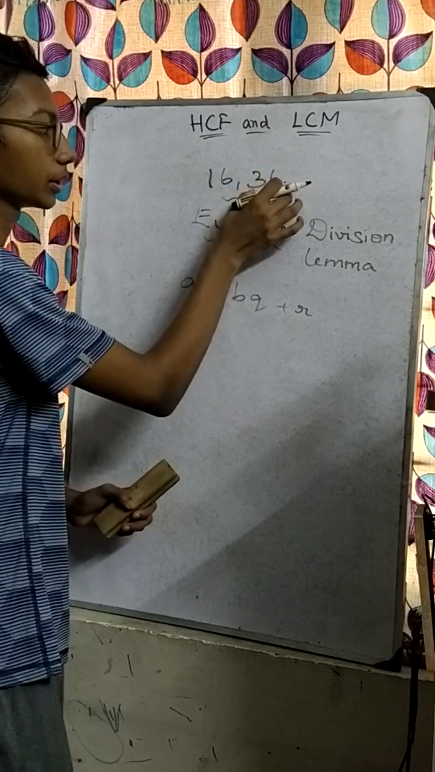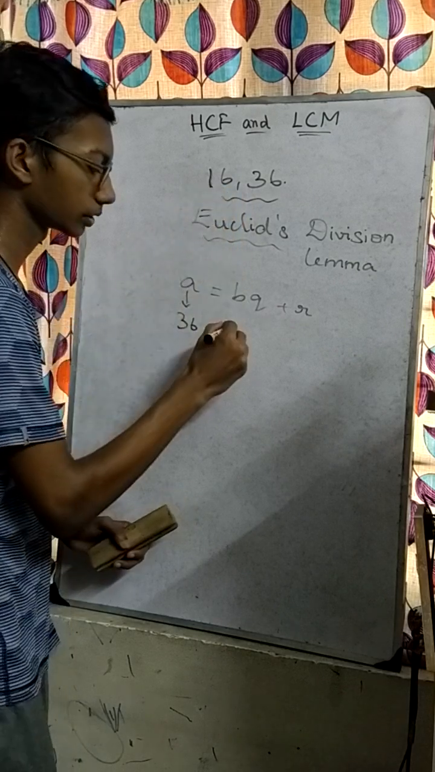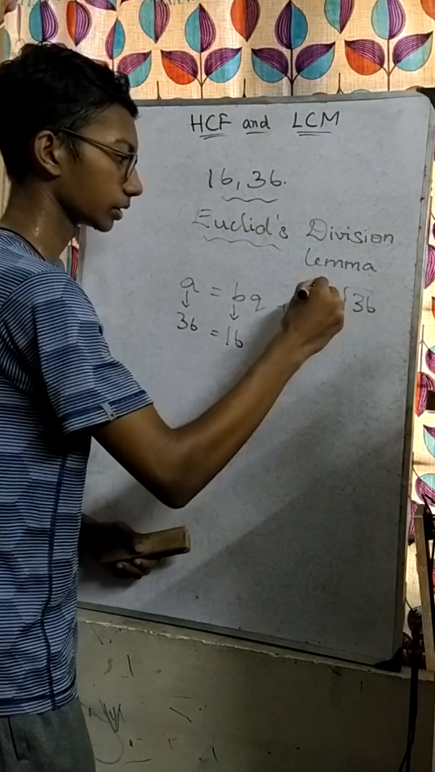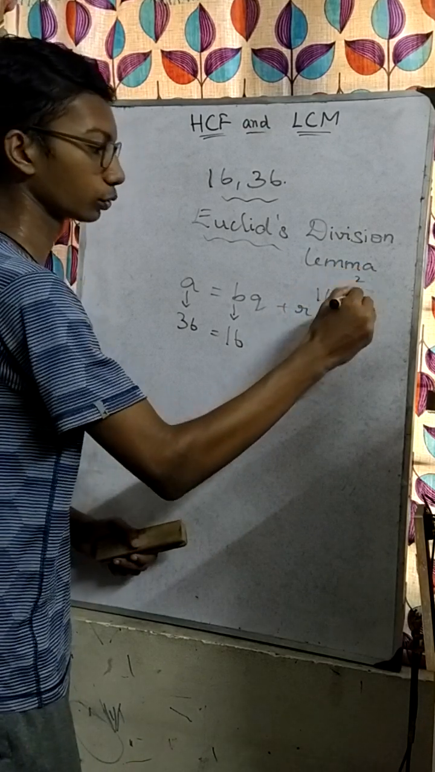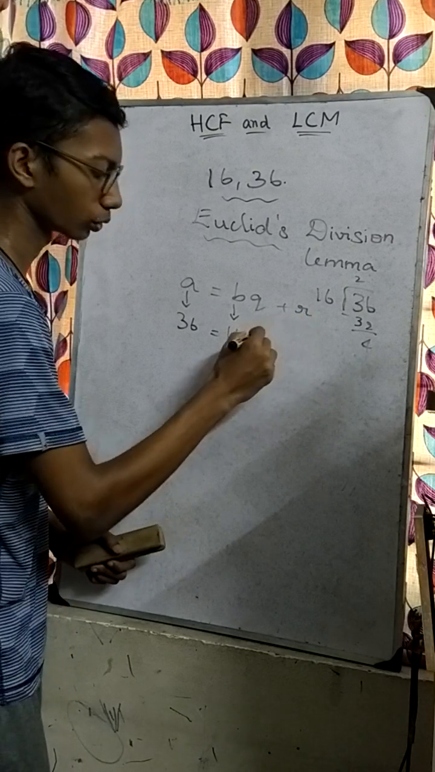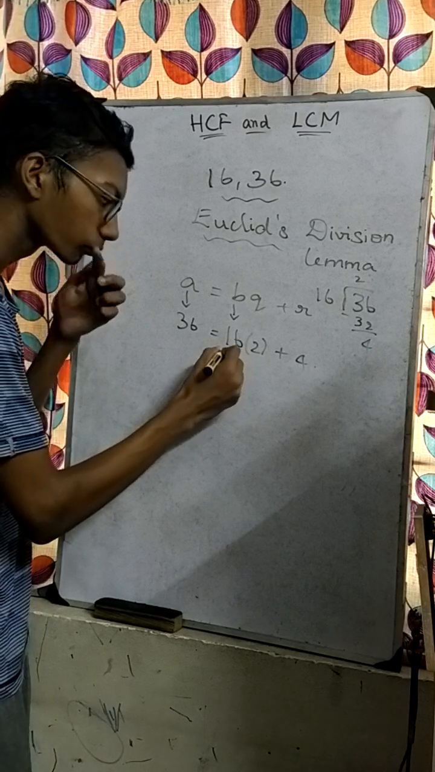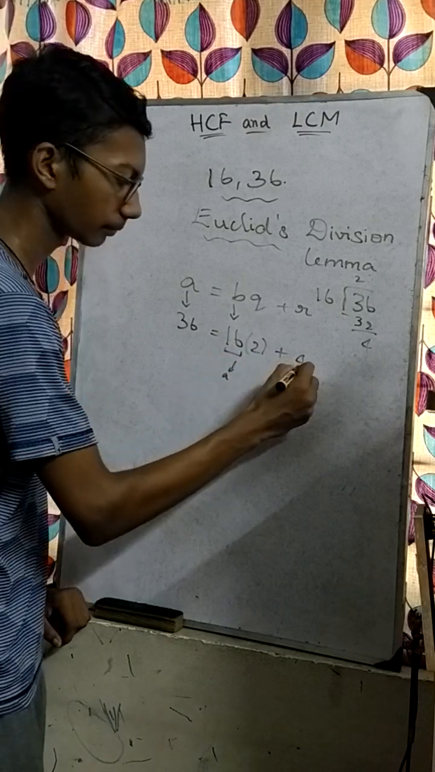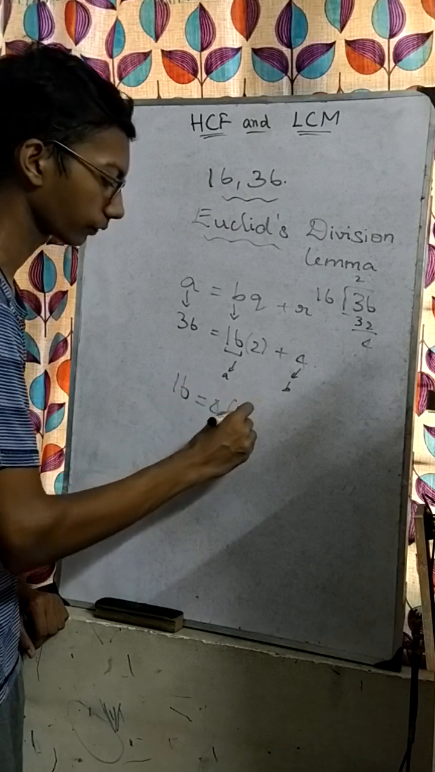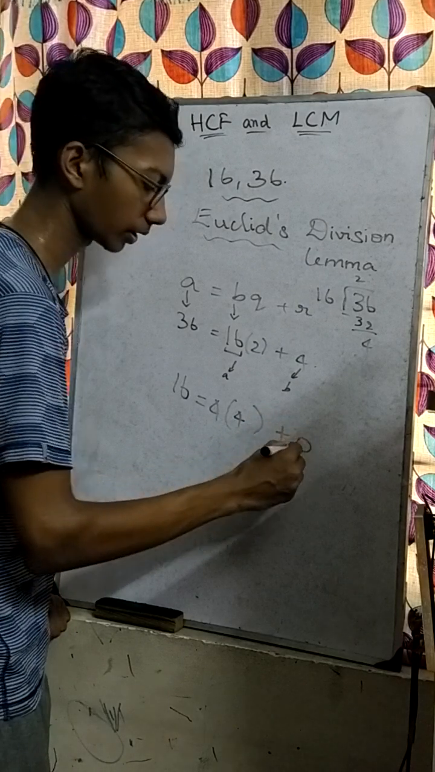The higher number here is 36, so that will be the value of A. The lower number is 16, so that will be the value of B. Now 36 divided by 16, we get a quotient of 2 because 2 times 16 is 32. If we subtract, we get 4. So we have 36 equals 16 times 2 plus 4. Now the next step is, 16 will become A and 4 will become B. So 16 equals 4 times 4 plus remainder 0.